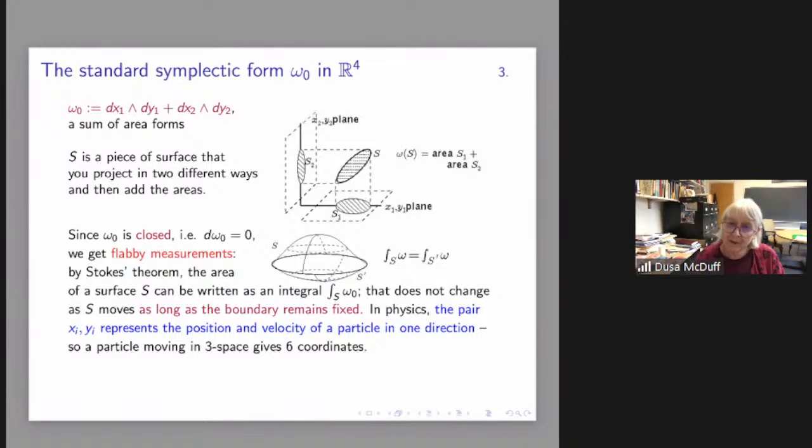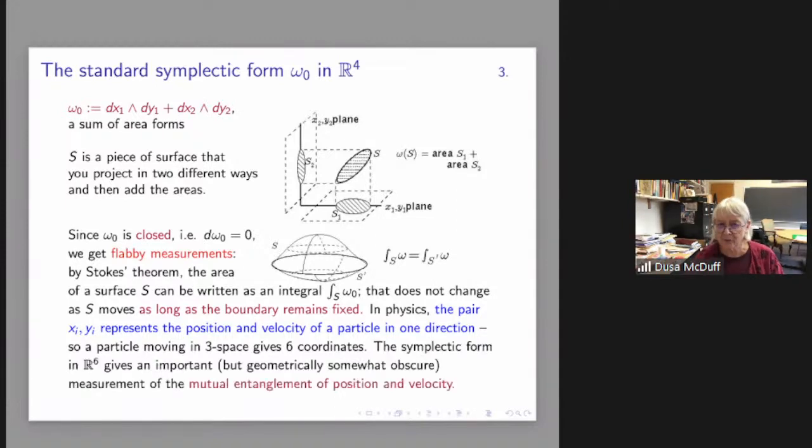But it's very related to physics, because in physics, the pair xi, yi represent the position and velocity of a particle in one dimension. And the measurement you're doing is somehow a measurement of the entanglement of those. So it's a bit obscure what it's doing geometrically, but it is incredibly fundamental in basic classical physics, the symplectic form.